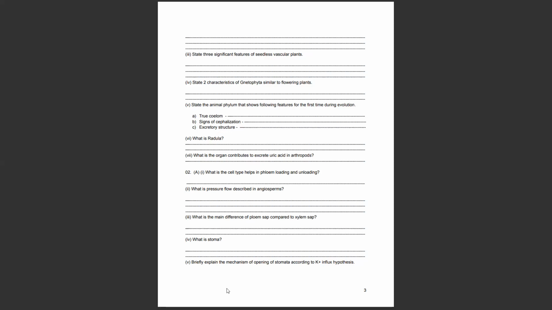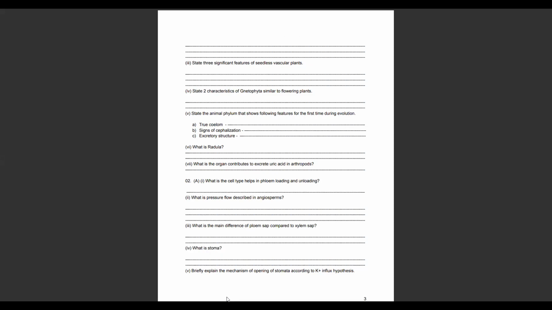Then Roman number 4, state 2 characteristics of Gnetophyta, right? Gnetophyta, they belong to which group? They are seed plants, right? Gnetophyta, seed plants. So, can anyone give an example for a Gnetophyta plant? An example, please, for Gnetophyta, quickly. Gnetum, very good, Gnetum, right?